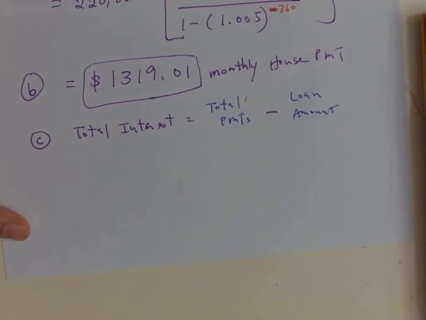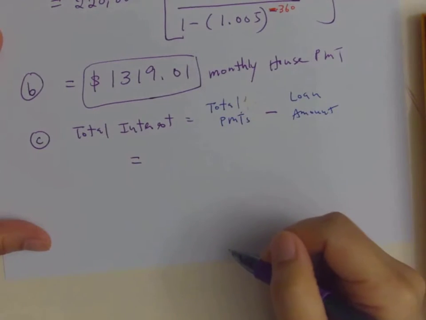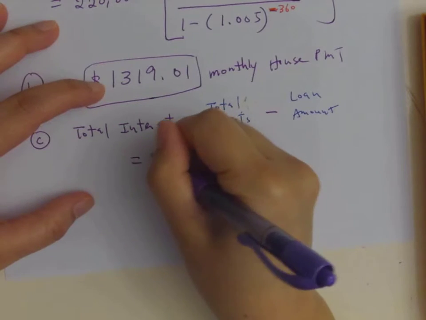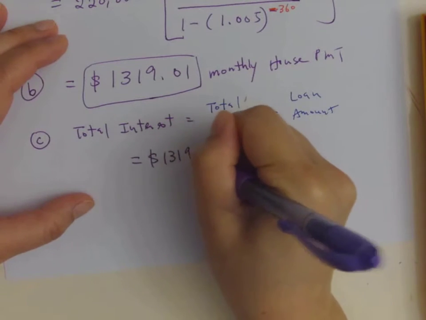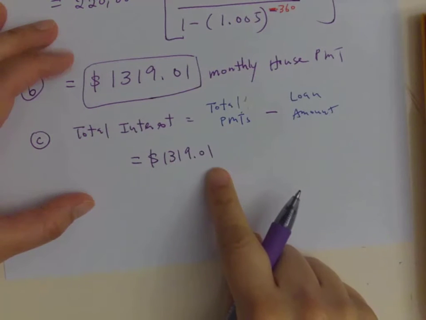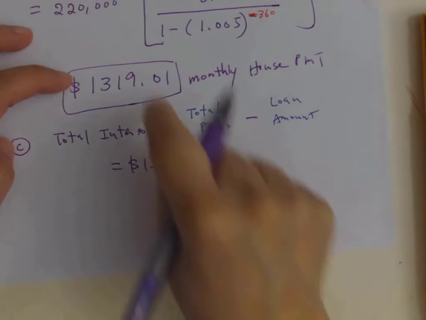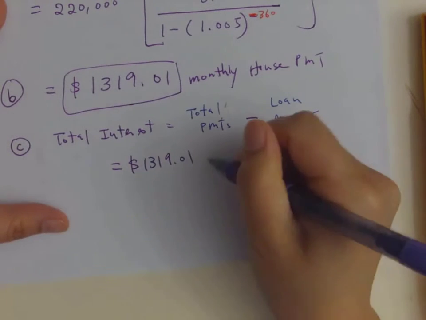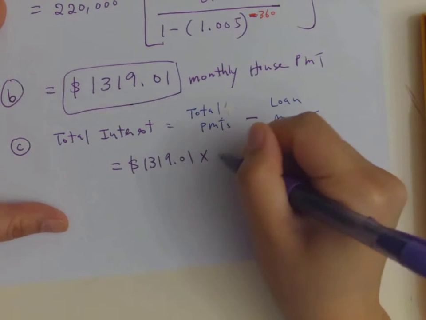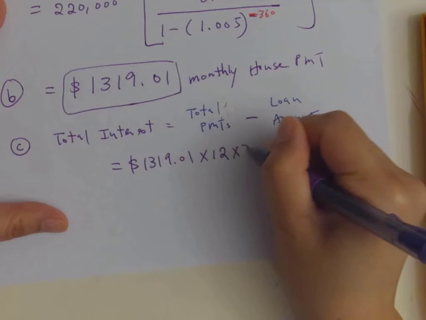Sometimes on the test, students will flip the two and you will get a negative number if you do that. So hopefully by then you know that's not quite right. Okay, so each month you're going to pay $1,319.01. Most of the time if it's money, we round it to 2 decimal places, but don't round it until the last answer here, okay?